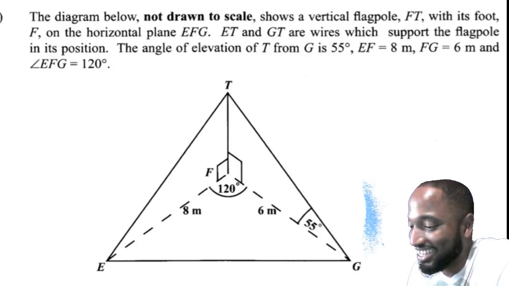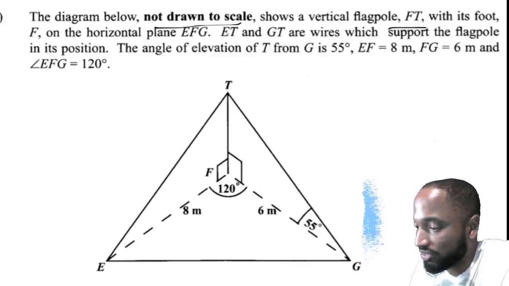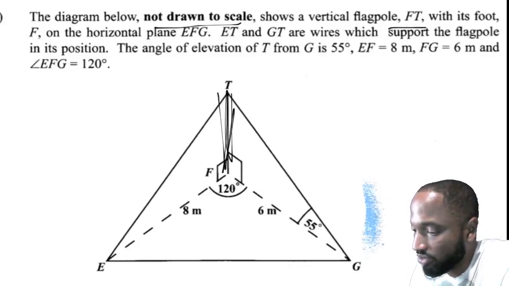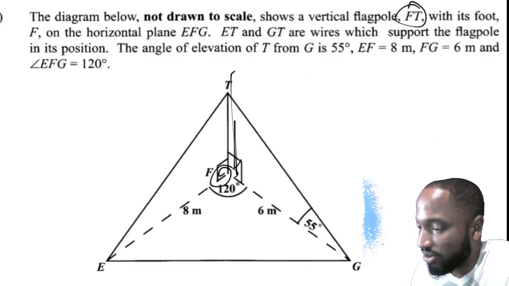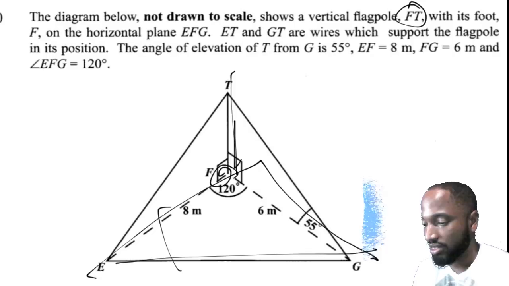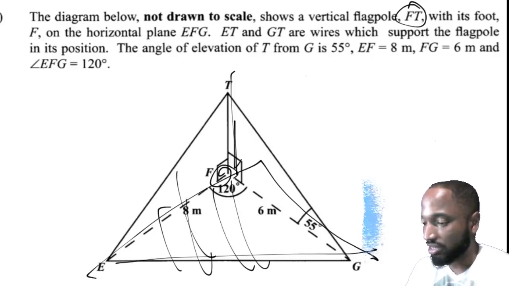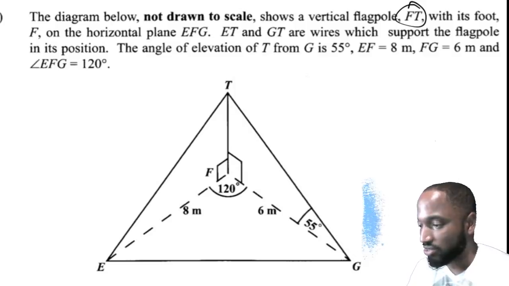Teach me that. The diagram not drawn to scale shows a vertical flagpole FT with its foot. So we have FT there. This question will take a little time to do. Let me read through the question. Not drawn to scale, so FT is the vertical flagpole with its foot at F, on a horizontal plane, EFG. So this is like the ground, the horizontal plane. And ET and GT are wires which support the flagpole.